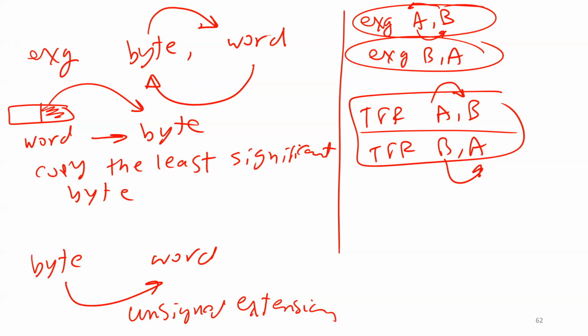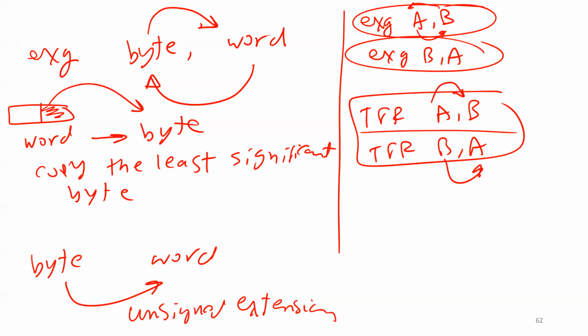Another important, interesting thing here: for exchange, it doesn't matter who is the source and who is the destination. That means if I say exchange A comma B, it's the same thing as exchange B comma A. Both of them are going to do the same thing. However, for transfer, it matters. It's going to be different who's the source and who's the destination. For example, if I say transfer A comma B, it's going to be different from transfer B comma A.